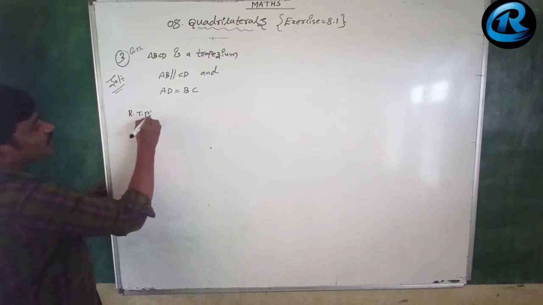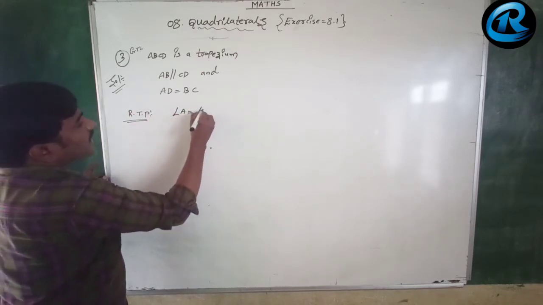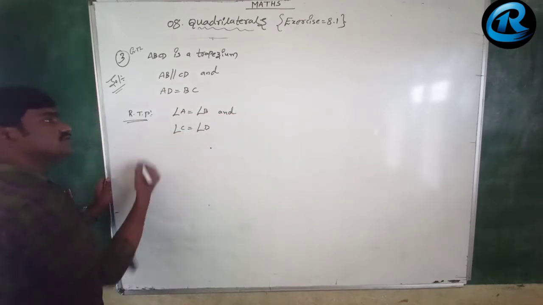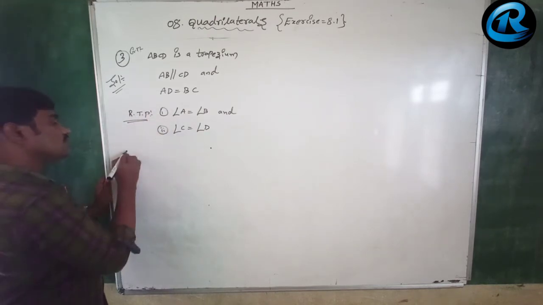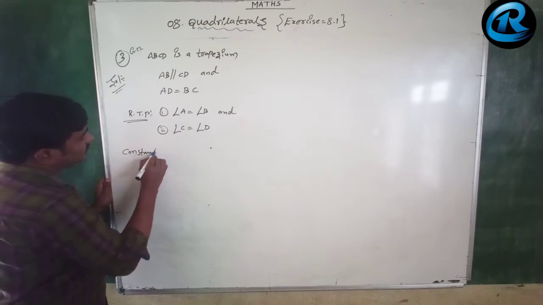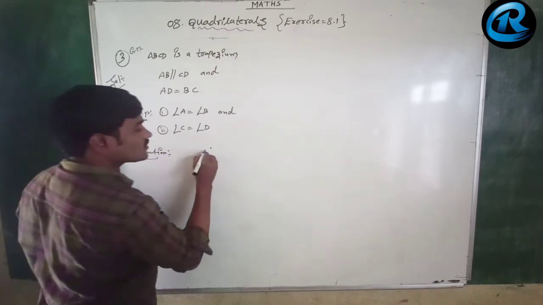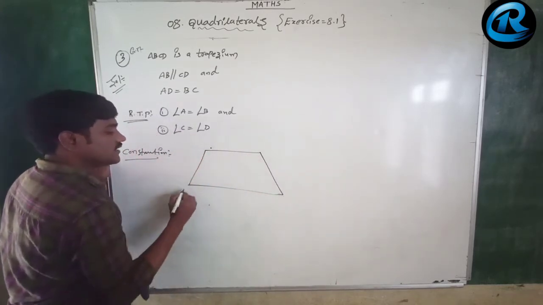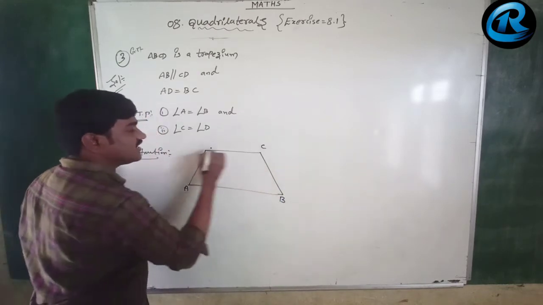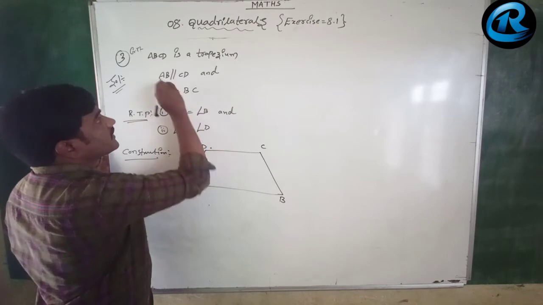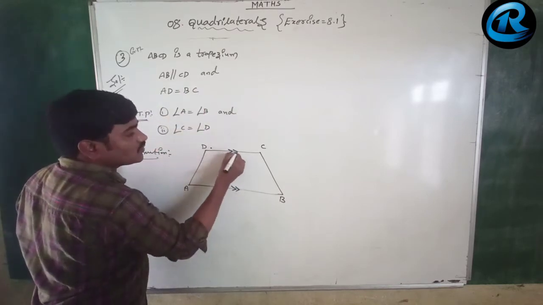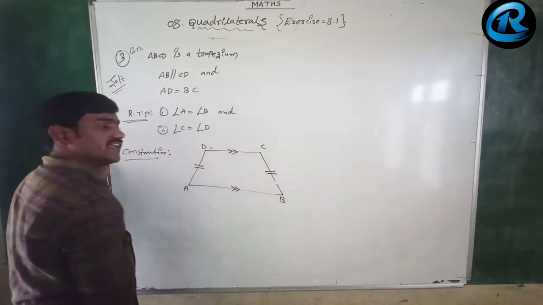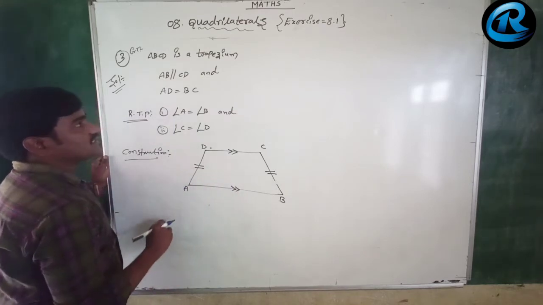RTP: angle A equals angle B and angle C equals angle D, which we have to prove. Okay, let us do this. Let's go for construction. Why is construction required for the question? We'll draw a trapezium ABCD, and as he said, this AB side is parallel to CD side, and AD is equal to BC. This is completed. Now we have to prove this.